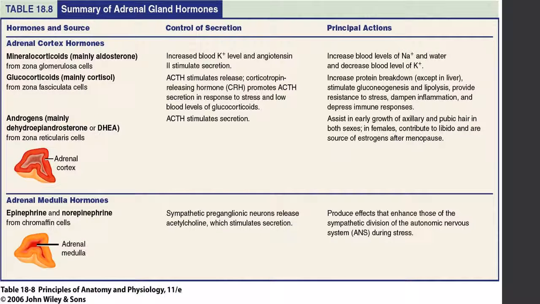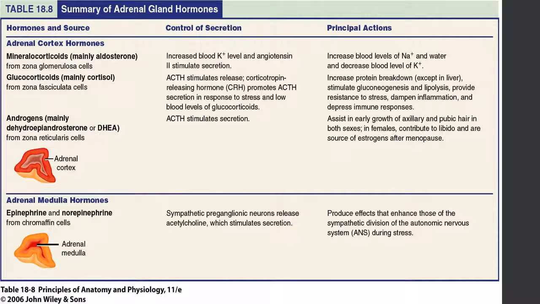Here is a diagram table showing a summary of adrenal gland hormones. The adrenal cortex hormones: mineralocorticoids, mainly aldosterone; glucocorticoids, mainly cortisol; and the androgens, mainly DHEA. Your book really didn't go into the adrenal medulla hormones much, so I really wanted to throw those in here real quick. We talked about them when we talked about the sympathetic and parasympathetic nervous system.